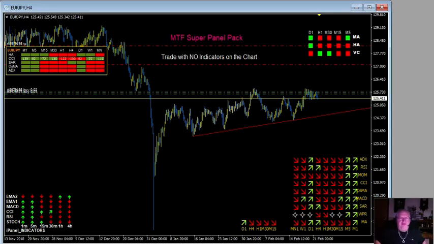Got something I think you'll all enjoy if you've been trading very long, and that is the option of trading with no indicators on your chart. Have you ever noticed as you add indicators, it kind of distorts your chart? It really changes the proportions of your chart, and it really can detrimentally affect your trading.